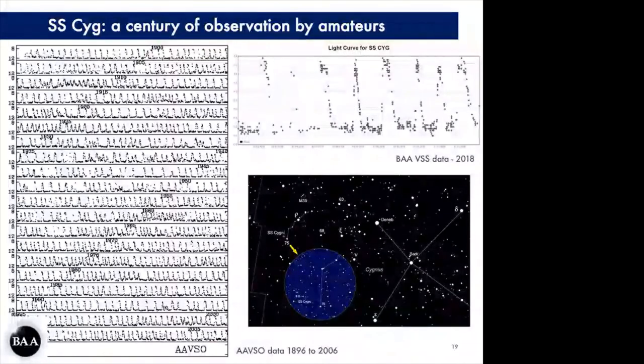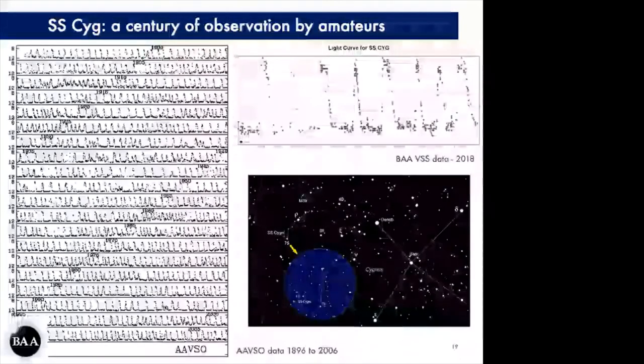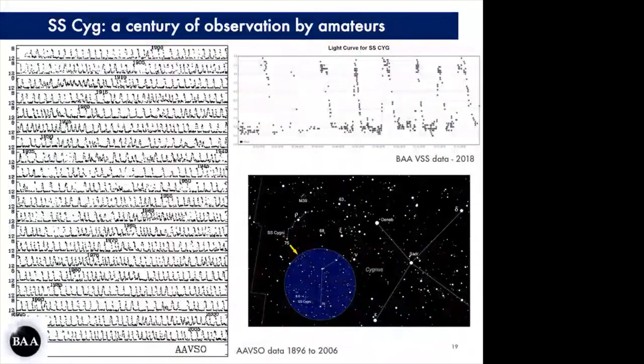So Louisa Wells discovered SS Cygni, as I said, in 1896, and it's been followed intensively ever since. And you can see a plot here. Don't look at the details of the plot, but essentially astronomers, and mostly amateur astronomers, have observed every single outburst of this star in the intervening period. And there's well over 1,000 of them that have been discovered. So that's quite an observational feat.